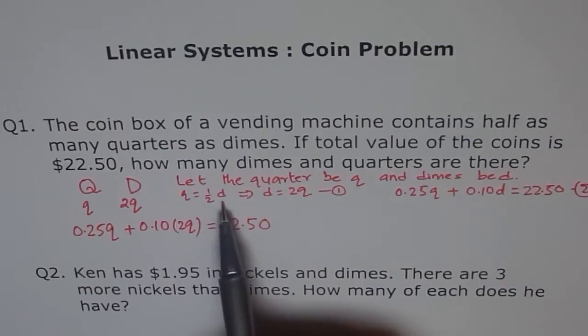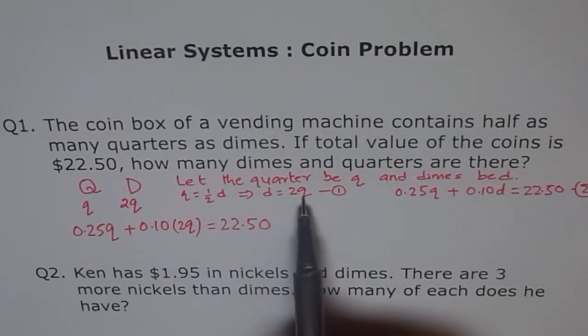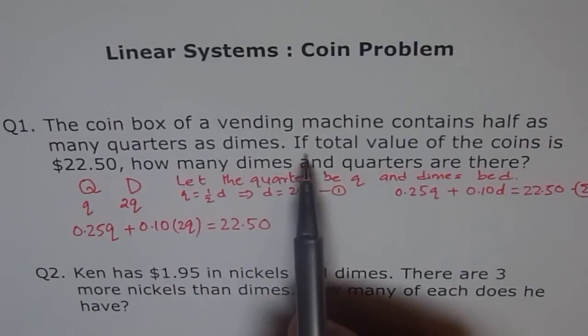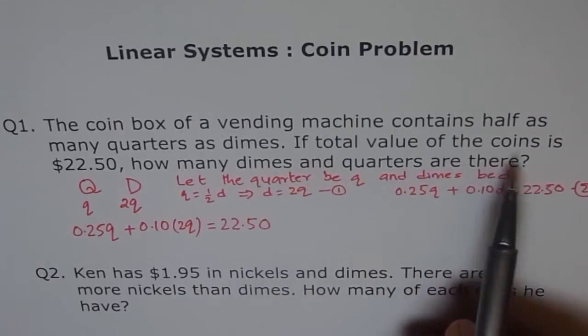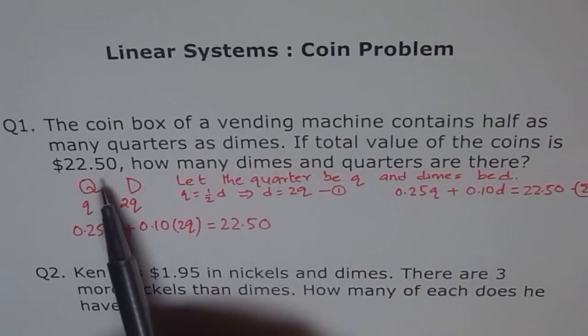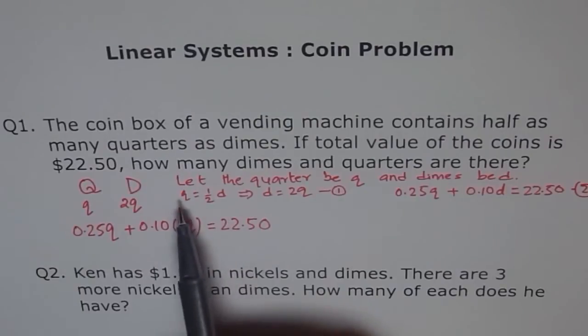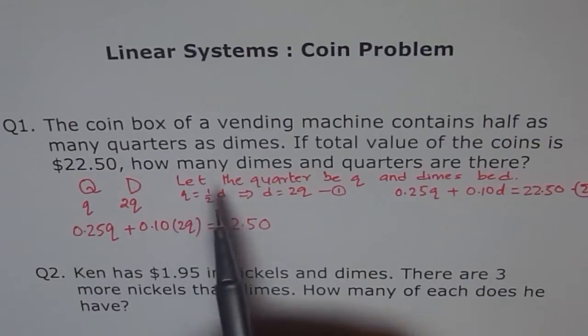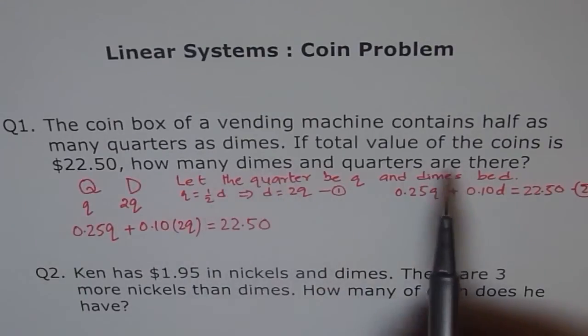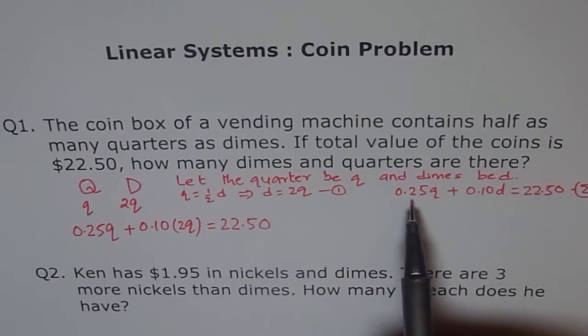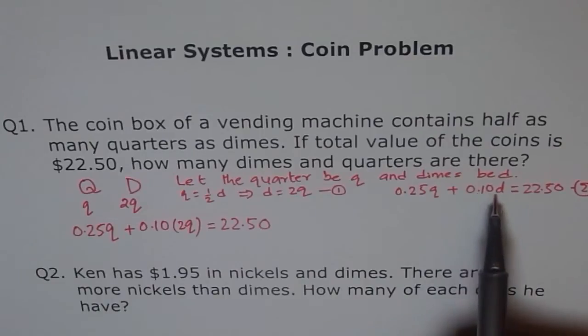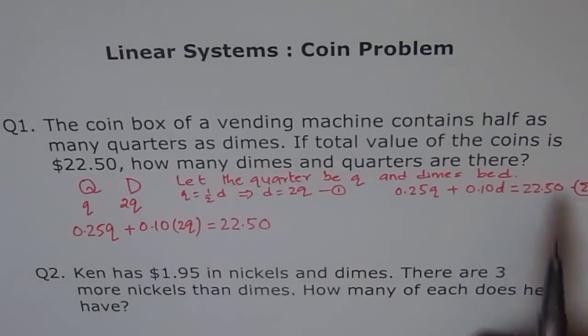Now from this equation, you get dimes is 2 times Q. Now the second equation is, total value of the coins is 2250. Total value will be how many? Quarters should be multiplied by 25 and number of dimes should be multiplied by 10 cents. So 0.25 times Q plus 0.10 times D gives me $22.50.